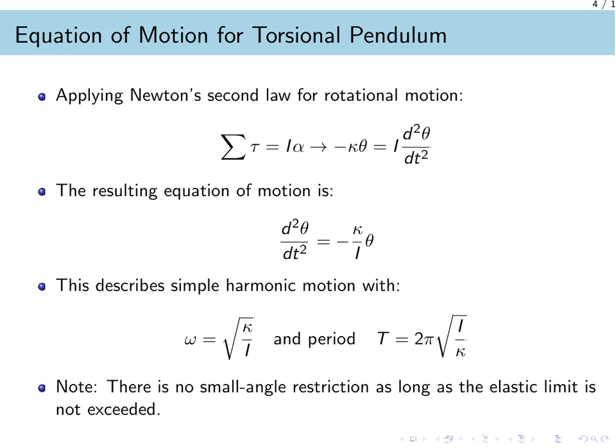This leads us to the equation of motion, where the angular acceleration is proportional to the negative displacement. This defines simple harmonic motion. From this, we can determine that the angular frequency equals the square root of the torsion constant divided by the moment of inertia. Similarly, the period of oscillation is 2 pi times the square root of the moment of inertia divided by the torsion constant. Notably, this motion remains simple harmonic even for large angles, provided we stay within the elastic limit of the wire.